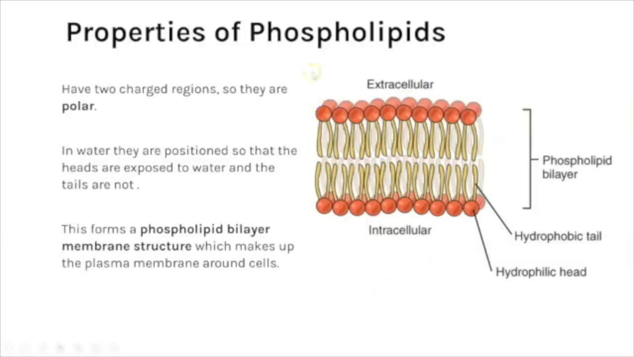We have these 2 charged regions, and in water, these phospholipids would position themselves so that the heads are on the outside, exposed to the water because they are hydrophilic, meaning they're attracted to the water. But because the tails are hydrophobic, meaning they repel water, they would spin round and the tails would face each other so they're not in contact with the water.